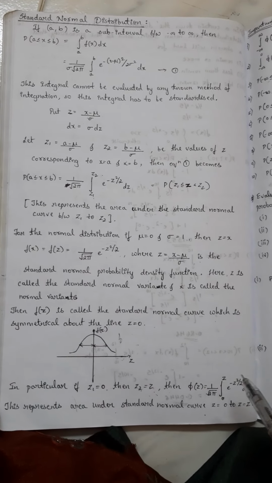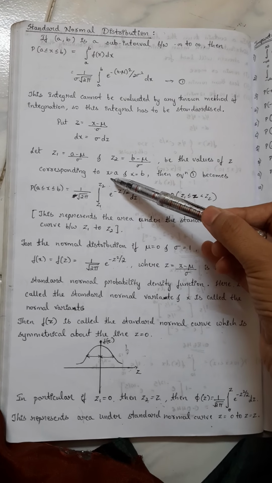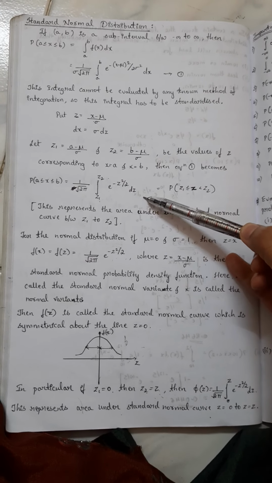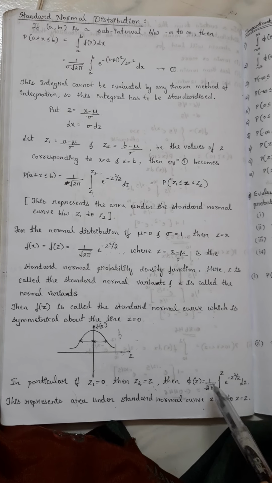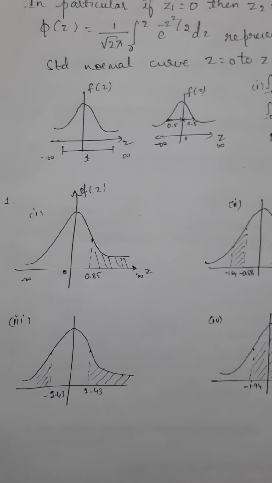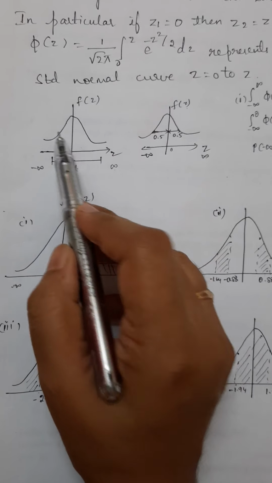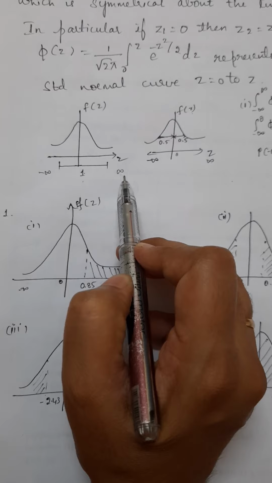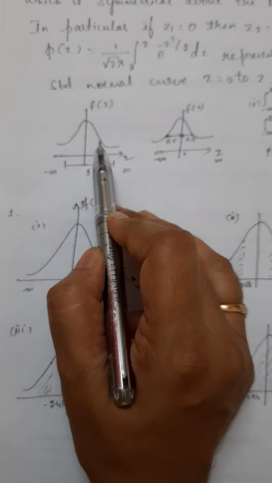Phi of z is equal to 1 by square root of 2 pi times the integral from z1 to z2, which becomes 0 to z, of e to the power minus z square by 2 dz. This represents the area under the standard normal curve between z equals 0 and z. The total area will be equal to 1, that is, between minus infinity and infinity, the whole area will be equal to 1.